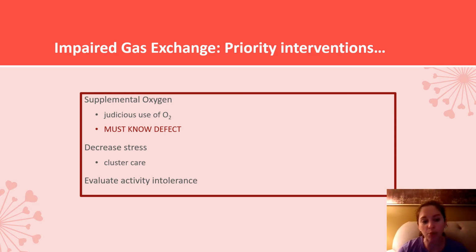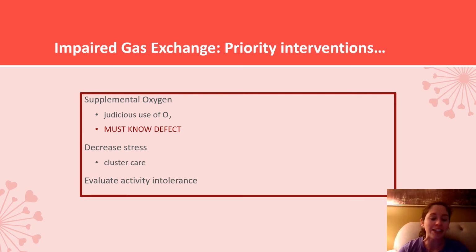So again, regardless of defect, if we start to see signs of impaired gas exchange, signs of poor perfusion, signs of poor oxygenation, what do we need to do about it? So automatically what comes to your brain is, let's give them oxygen. And yes, if our patient is showing signs of poor oxygenation and poor perfusion, then we definitely want to give them oxygen. But with specific cardiac defects, we need to be careful with our use of oxygen.